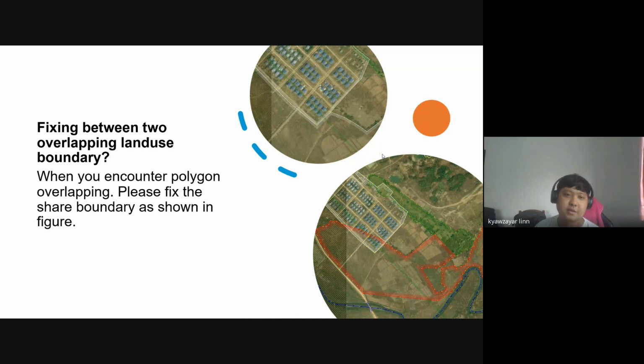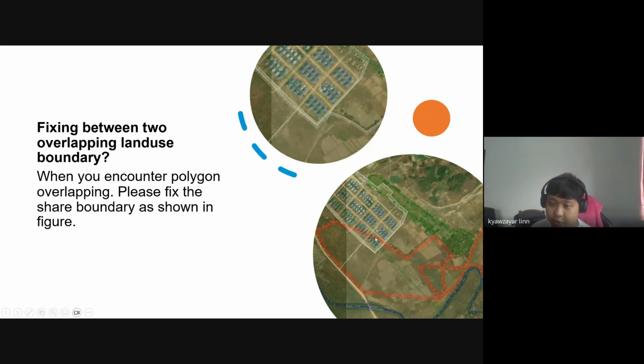The last thing is fixing between two overlapping land uses. Sometimes you will see some people digitizing land use on the projects, and some people digitizing building footprints. So in this case, if you are in charge of digitizing a settlement area, you have to fix it like this.